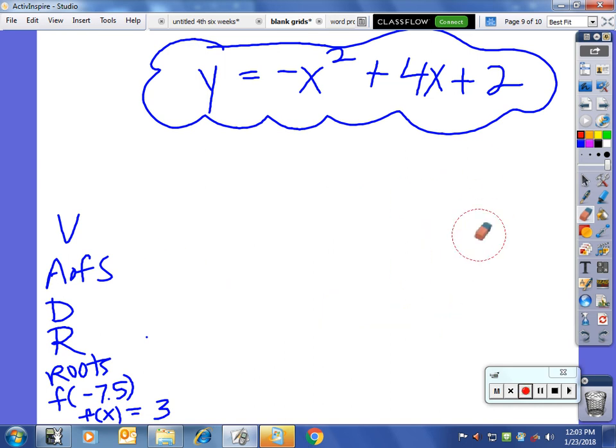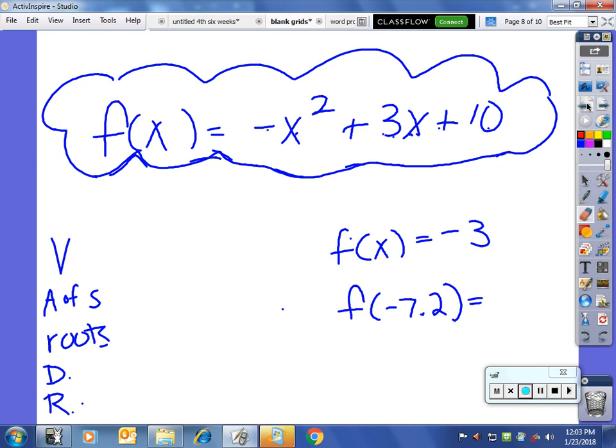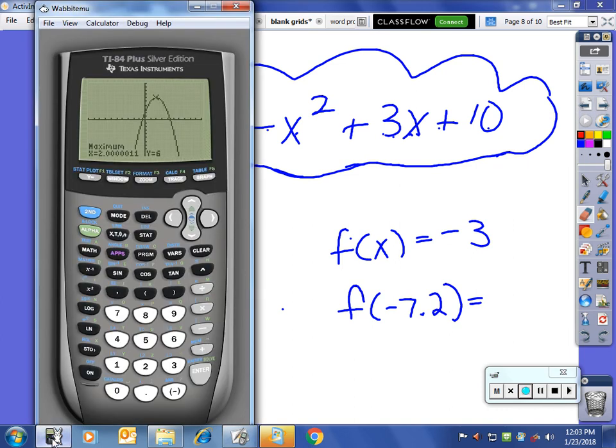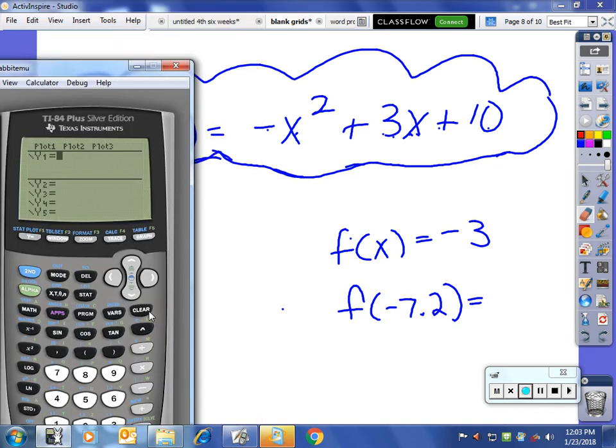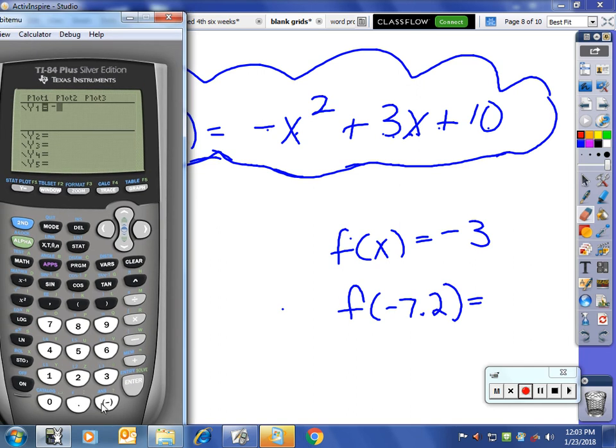Let's try another one with the calculator. Let's look at, what was the first one we did? This one. Put that rule, everybody, into your calculator. Y equals negative x squared plus 3x plus 10. Let's just look at a picture of it real quick. This is a frown. So if I want to get the calculator to find the vertex for me, am I looking for a minimum or a maximum? So I'm going to do second function, calculate maximum, which is number 4.